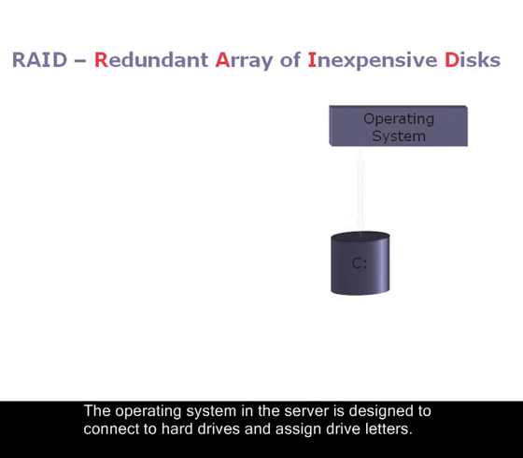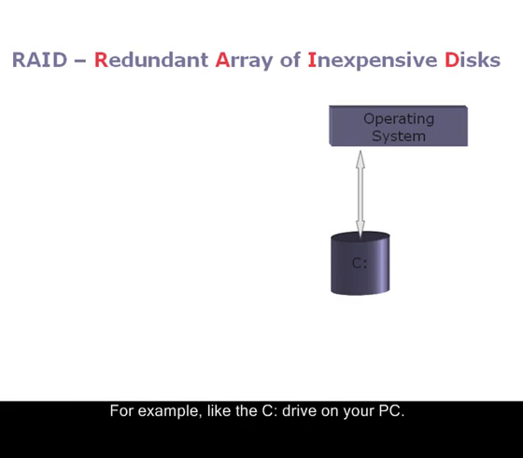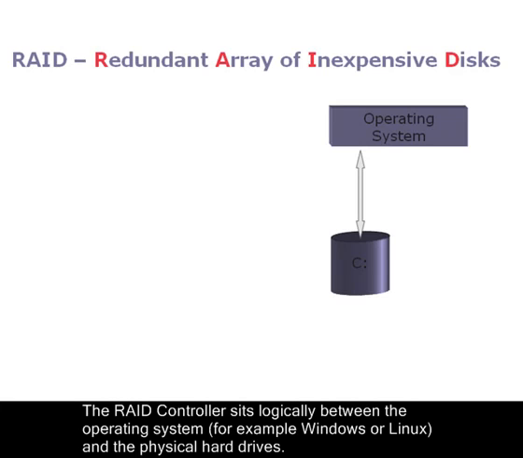The operating system in the server is designed to connect to hard drives and assign drive letters, for example, like the C drive on your PC. The RAID controller sits logically between the operating system, for example Windows or Linux, and the physical hard drives.